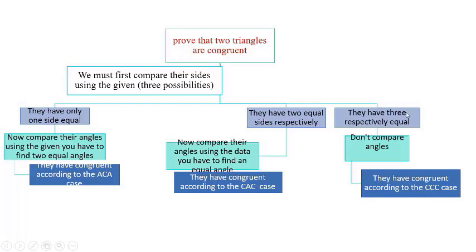The third possibility is when we have three respectively equal sides. In this case, do not compare the angles, we're not going to use them. It is enough to have three equal sides to say that these triangles are congruent according to the side side side case.